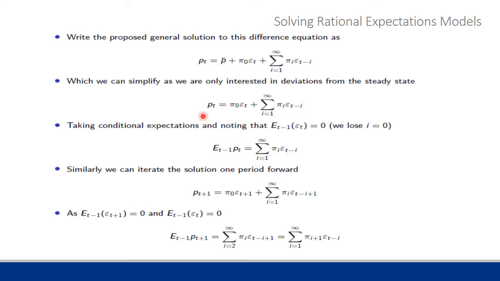We roll this previous solution one period forward here. We just add 1 to all the t subscripts, and then we take the expectation of this to get our solution for E p_t plus 1. Again, we lose the first term and also the current term, and we have that E p_t plus 1 is just the stream of undetermined coefficients pi i times epsilon_t minus i plus 1, and we can rewrite that here slightly differently by rolling back the i subscript.